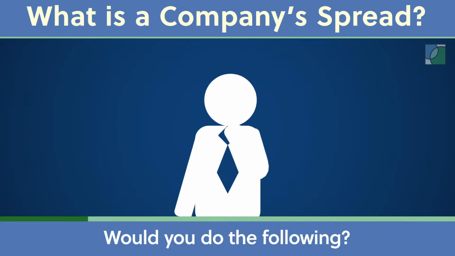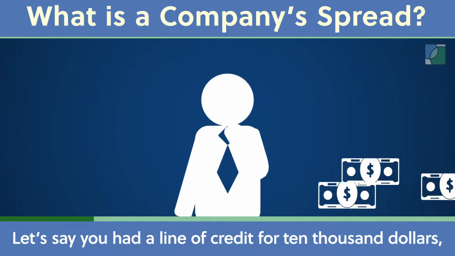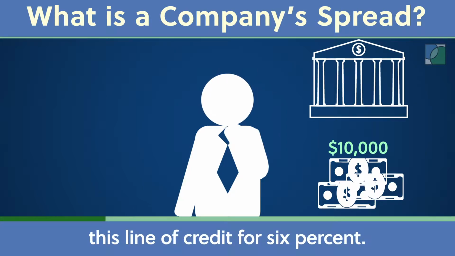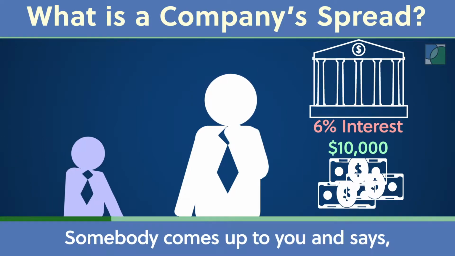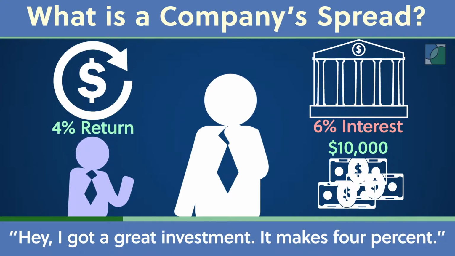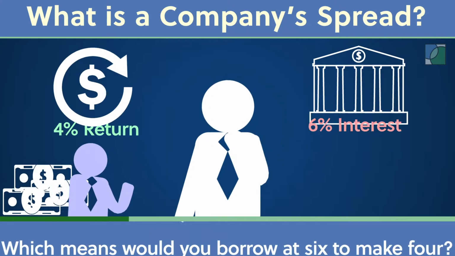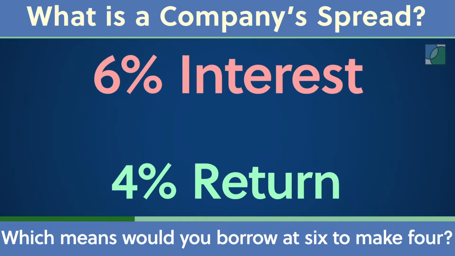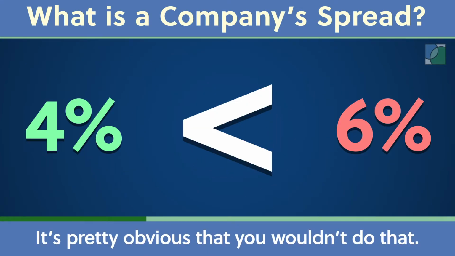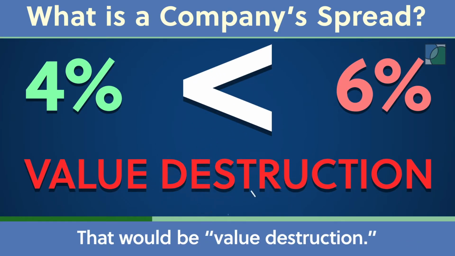Would you do the following? Let's say you had a line of credit for $10,000 and the bank would let you take a loan against this line of credit for 6%. Somebody comes up to you and says, hey, I've got a great investment, makes 4%. Would you invest in that? Which means, would you borrow at 6 to make 4? Probably not. It's pretty obvious that you wouldn't do that. That would be value destruction.